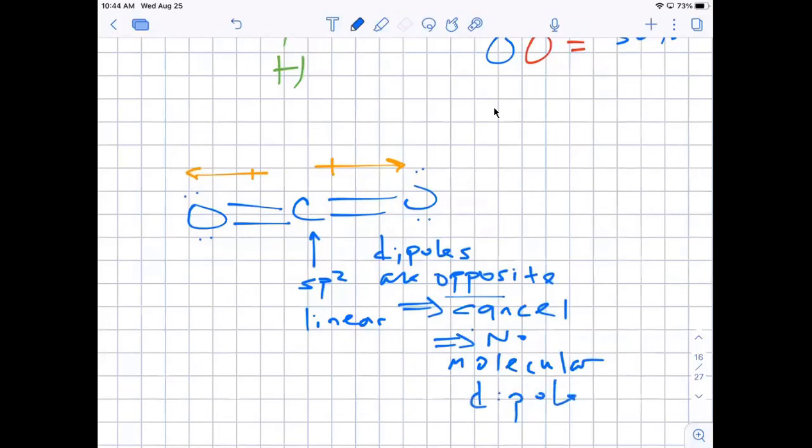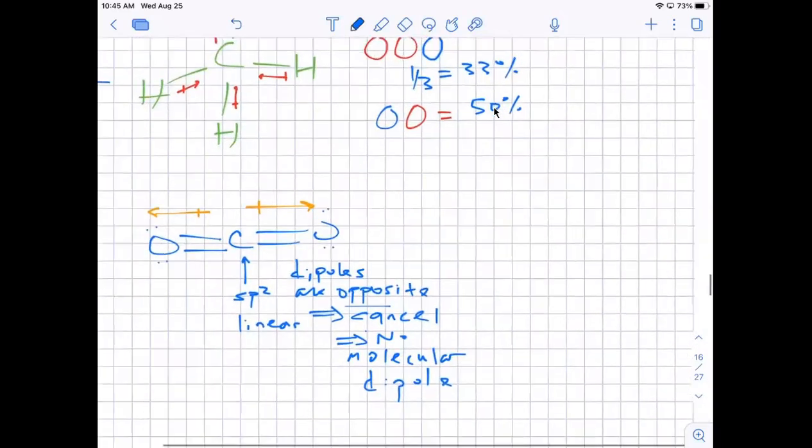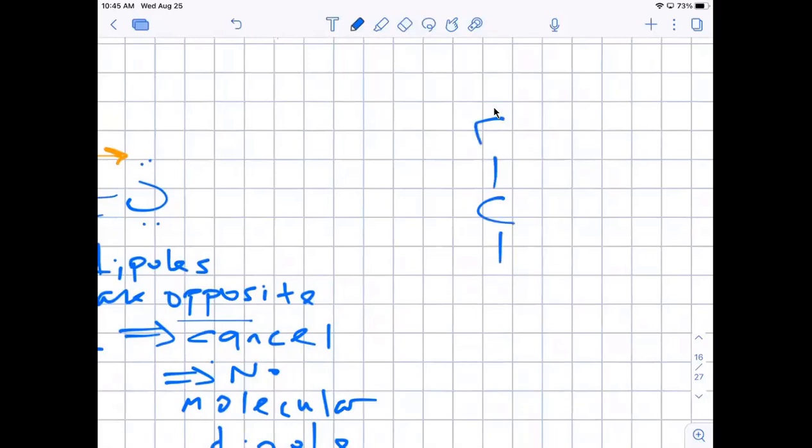Right? No molecular dipole, or no overall dipole, because the dipoles cancel each other. Another example would be something like difluoromethane. Let me show you that. I'm going to write it out in Lewis form. Something like this, right? What do you think about that? Is that the same scenario where the dipoles are going to cancel each other?